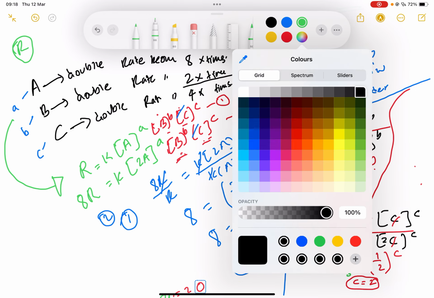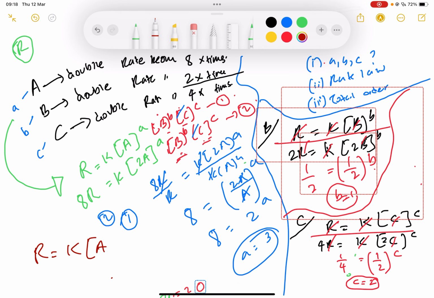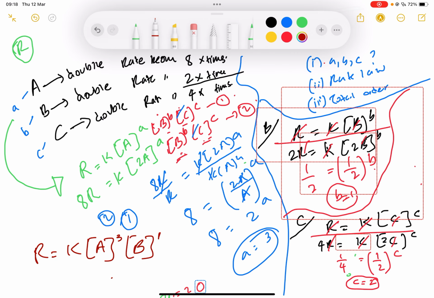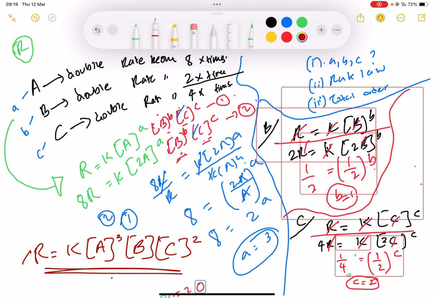Now you can write the rate law. What's the rate law? R equals k[A] to the power a, a is 3, [B] to the power b, b is 1, so you don't need to write 1, [C] to the power 2. This is the rate law of this reaction. So how do we write the rate law? Rate equals k times the multiple of the concentrations of all the reactants, where they are raised to the power of the order with respect to that reactant. The order with respect to A is 3, with respect to B is 1 and with respect to C is 2, and this is the rate law for this reaction.